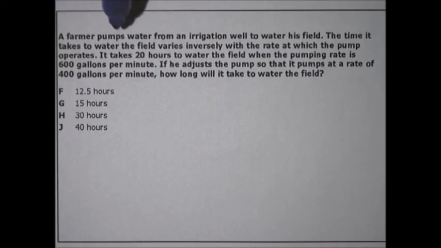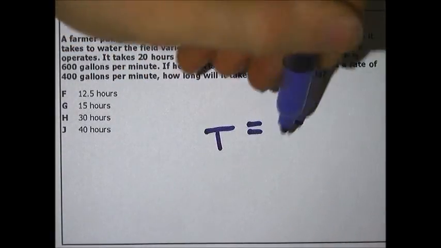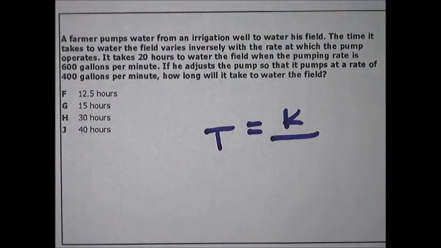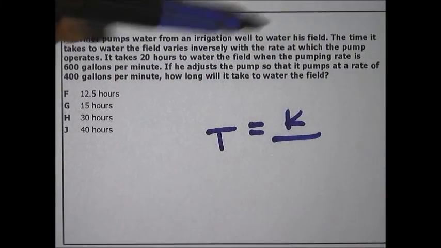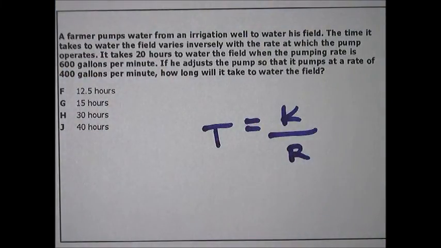It says a farmer pumps water from an irrigation well. So the first thing, the time varies. So time varies. T equals, and we know it's k over, and we keep reading. What does it vary inversely with? The rate. So time is equal to k over r. That's the first part. Find an equation, then solve for k, and then answer their question. So we have an equation.